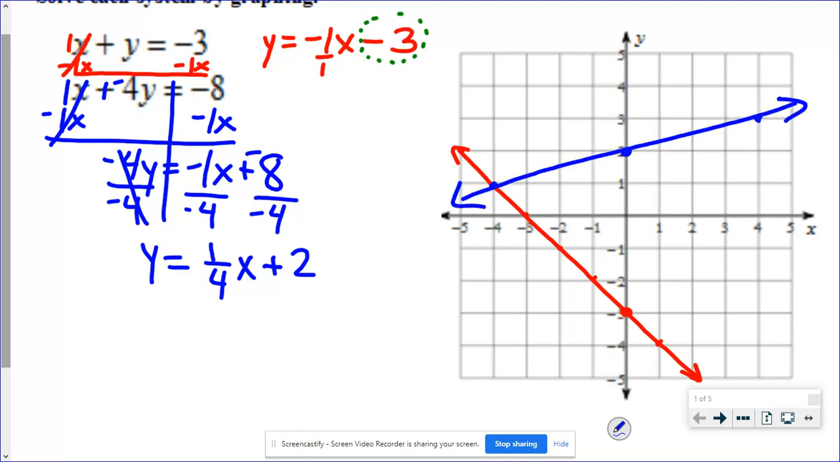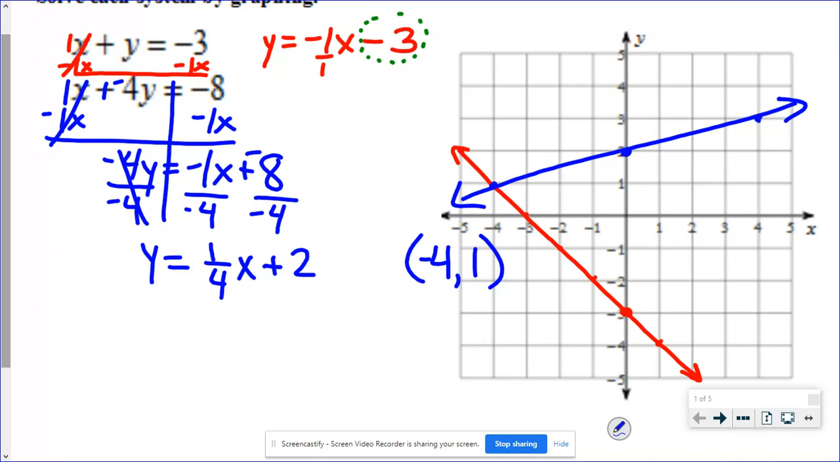So my solution, the point of intersection, the one point that works for both lines, that ordered pair is negative 4, 1. Right? Make sure that you're getting the ordered pair. Slope, we go up and down first. Ordered pairs, we go sideways first.